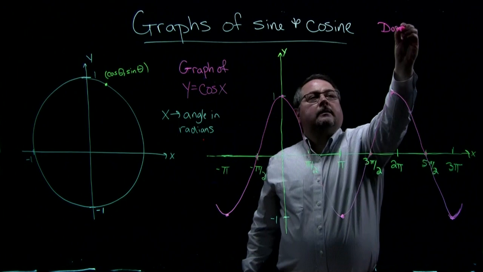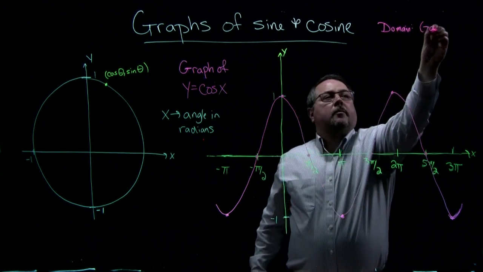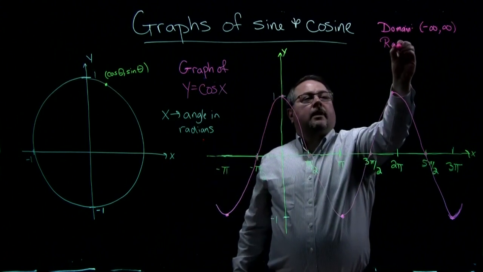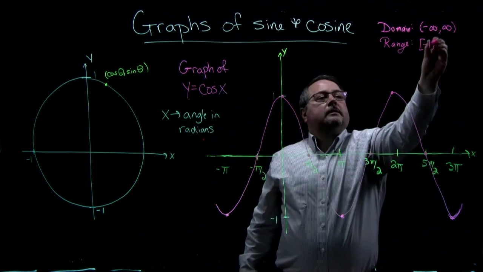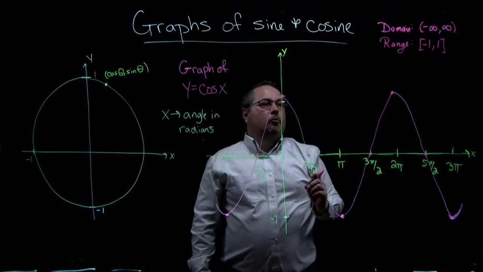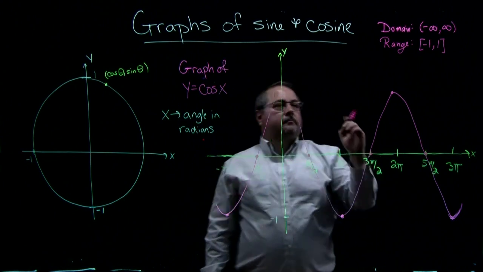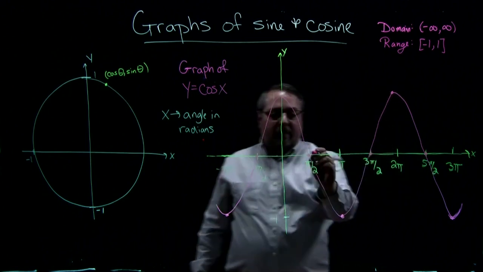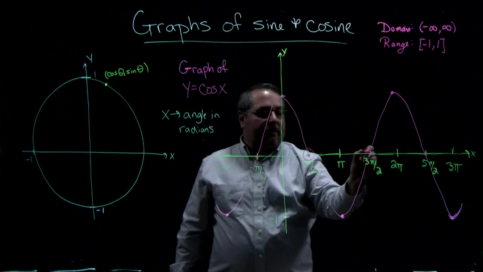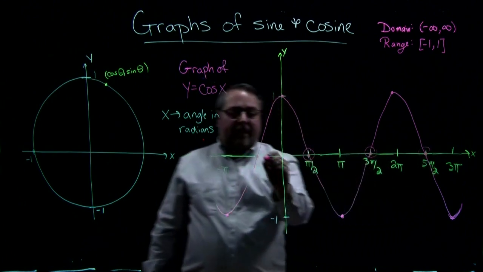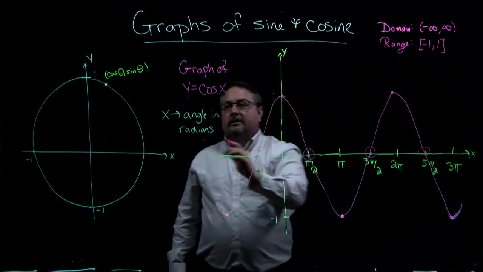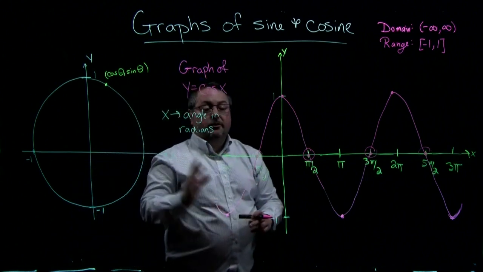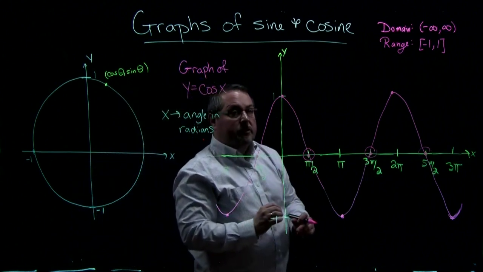Okay, so the domain is still going to be all real numbers. So if we write that using interval notation, that's minus infinity to infinity. The range is negative 1 to 1. If we look at the intercepts, we see that we have x-intercepts now at all the odd multiples of pi over 2. Okay, these are all the angles that lie on the unit circle along the y-axis. So these are all the angles that are coterminal with pi over 2 or 3 pi over 2.